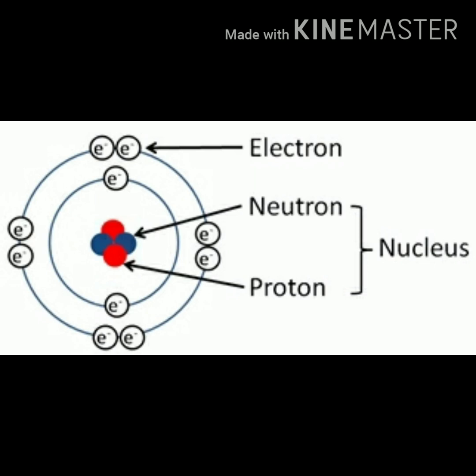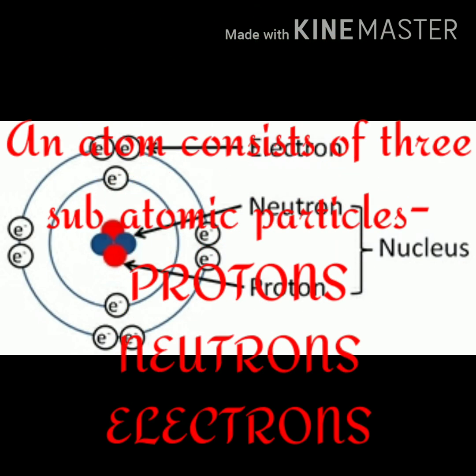Okay, the nucleus consists of two particles, protons and neutrons, and in the orbits we have electrons. So the atom consists of three particles or subparticles, protons, neutrons, and electrons. An atom consists of three subatomic particles called protons, neutrons, and electrons.